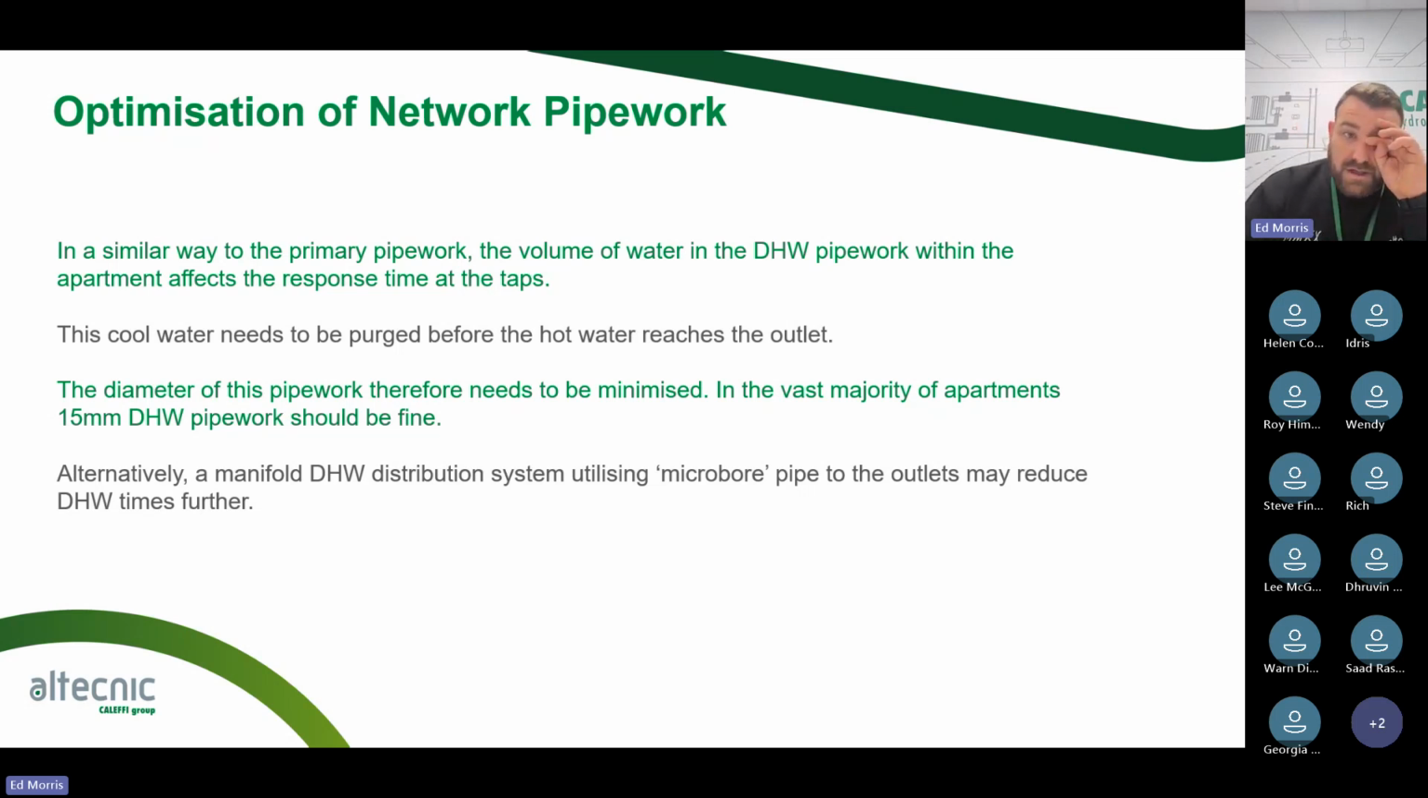Alternatively, a manifold domestic hot water distribution system using a microbore pipework for the outlets may reduce domestic hot water times even further. So people think that by putting smaller pipework in, we're adding restrictions into the system, and to a degree we are, but we're also increasing the velocity as well, so the water will move through them a lot quicker.